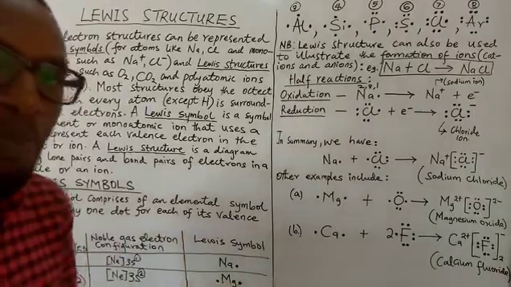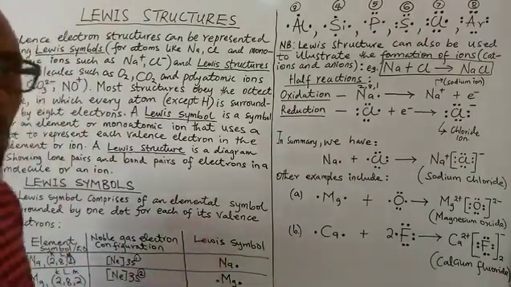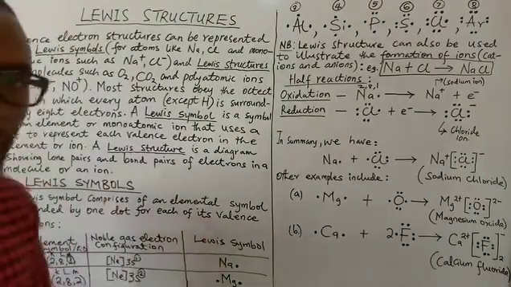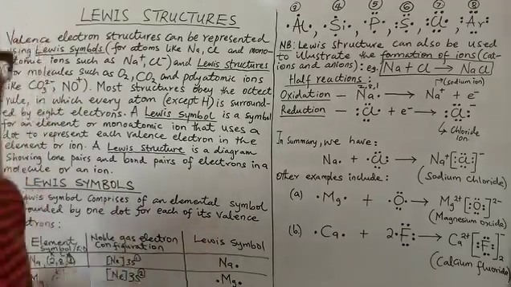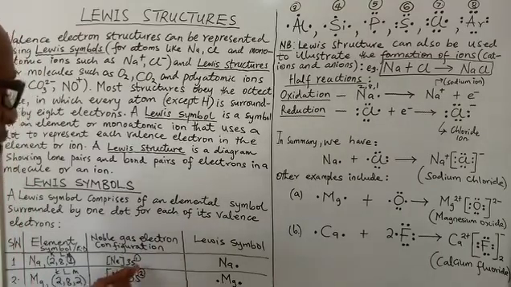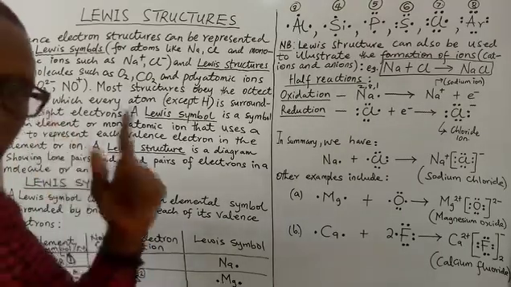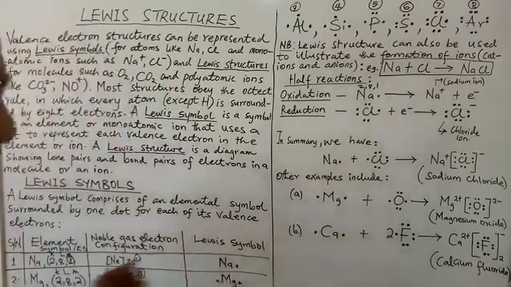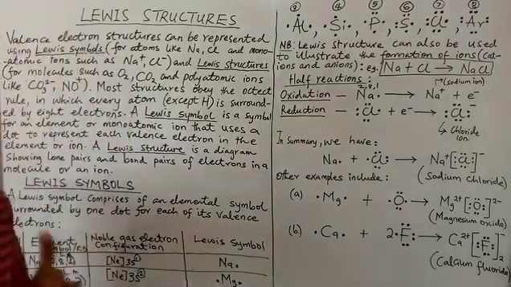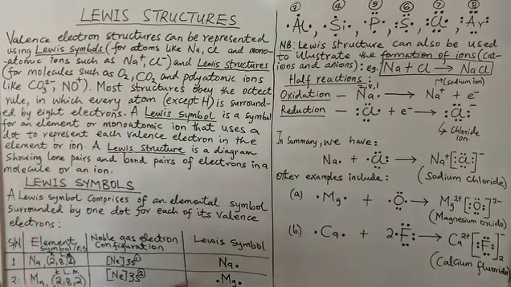And this can be depicted using what we call the Lewis symbol. In a Lewis symbol, we depict the electrons in the outermost shell with dots, one dot for each electron. In which case, the valence shell here has only one electron, hence we have only one dot beside sodium, showing that sodium has only one electron in the outermost shell. And that is what we call the Lewis symbol.